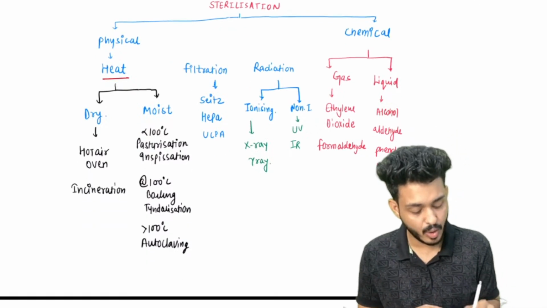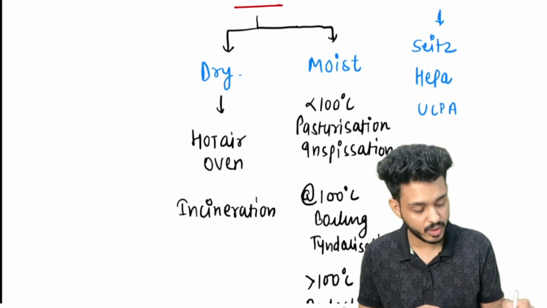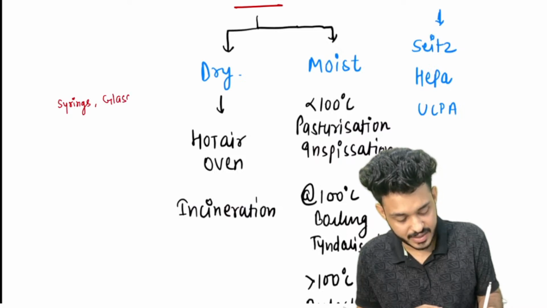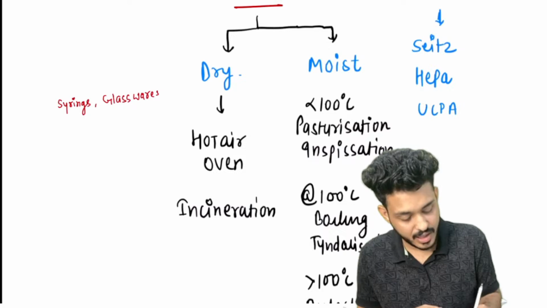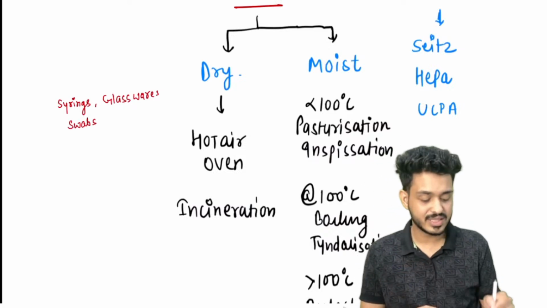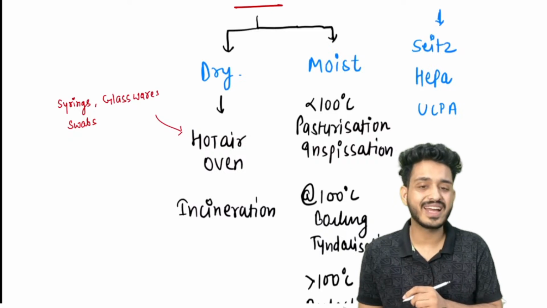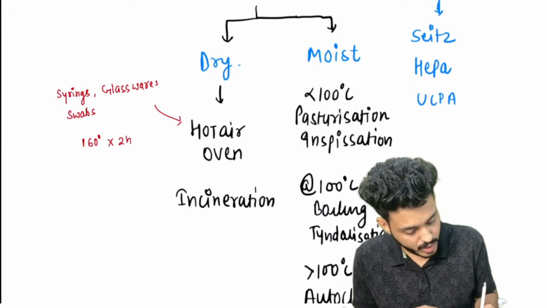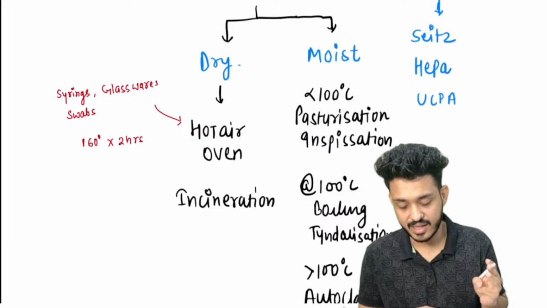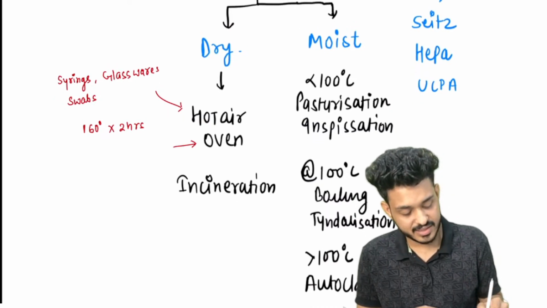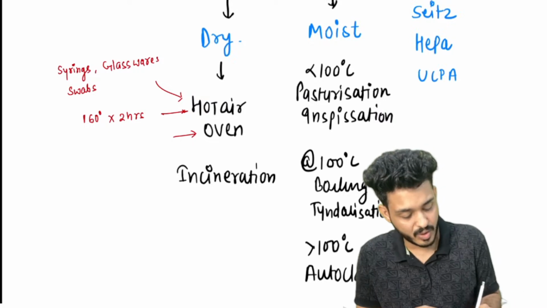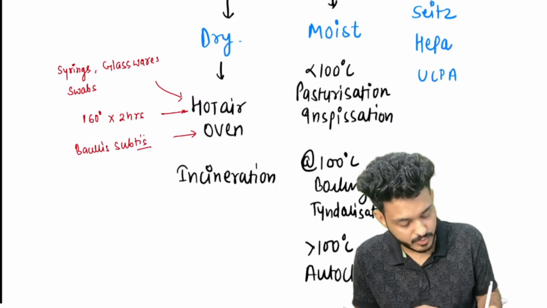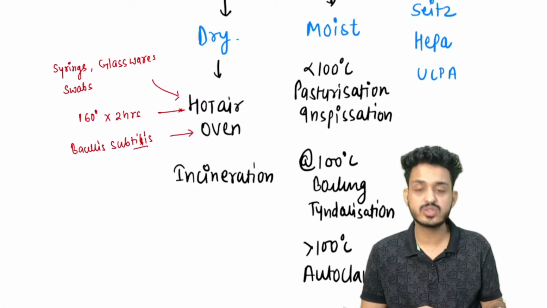So dry heat will be hot air oven. What are the things that you need to remember about hot air oven? We will be using syringes, your glasswares, your petri dish, and we will be using swabs, cotton swabs. So these are the three things that you have to remember about hot air oven. What is the temperature over here? We will be keeping the temperature at 160 degrees for 2 hours. And the third question that they will ask you is about the Bacillus subtilis spores that we are using.